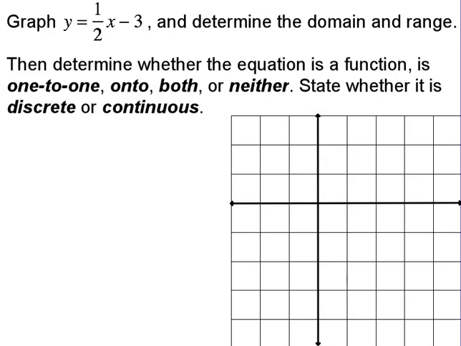Okay, it says graph y equals 1/2 x minus 3. Determine the domain and range. Then determine whether each equation is a function, 1-to-1, onto, both or neither. State whether it's discrete or continuous. Okay, ideas where I should start with this one?